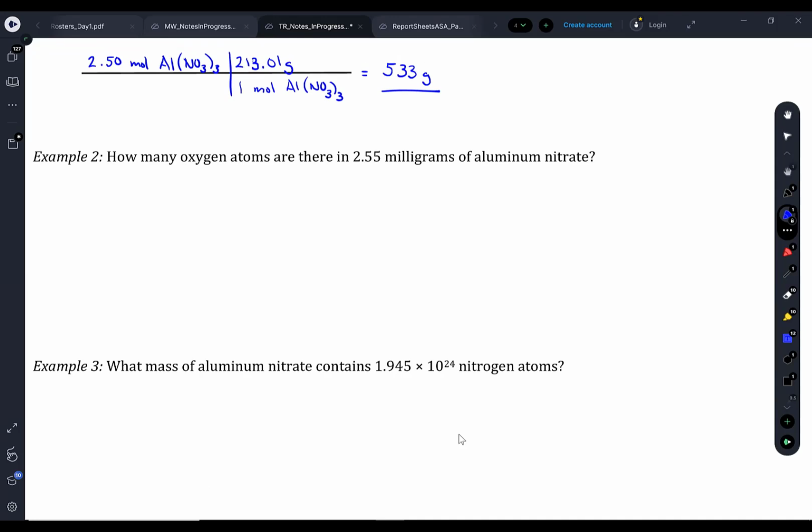How many oxygen atoms are there in 2.55 milligrams of aluminum nitrate? So we want to get from milligrams of this aluminum nitrate to actual oxygen atoms. Let's make a plan for this. What are you given of aluminum nitrate? And because there's two different substances in this problem, let's always be very clear which one we're talking about. We're starting with milligrams of aluminum nitrate. So this is how I make a plan. I'm going to use arrows to show what I'm going to go to next. And I ultimately want to end up with oxygen atoms.